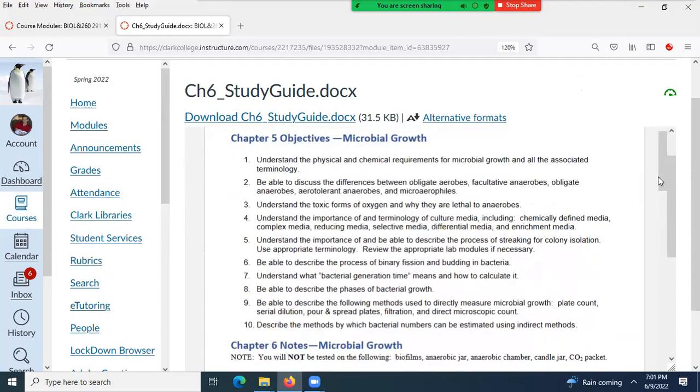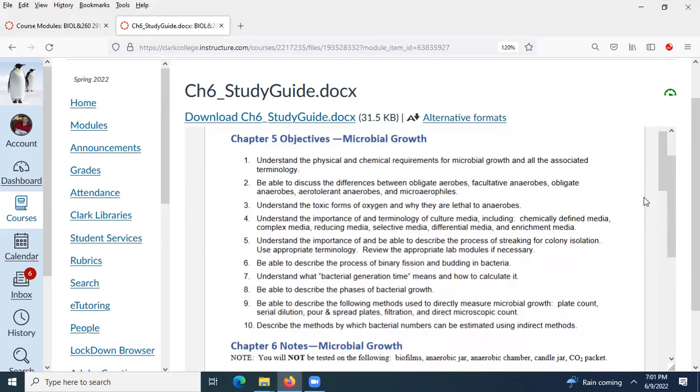All right, chapter 5, microbial growth. Understand the physical and the chemical requirements for microbial growth and the associated terminology with that. All microbes have physical requirements for growing, as well as all cells. And that would be things like they have to grow in the proper temperature, the proper osmotic pressure, meaning the proper salinity. There's all their physical requirements. I can't think of any off the top of my head, but there are other physical requirements.